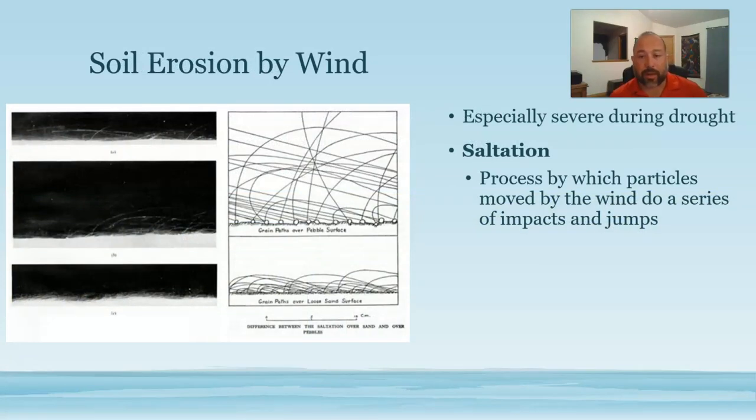So let's talk a little bit about soil erosion by wind. Soil erosion by wind is going to be especially severe during drought or in arid areas. And the way particles move by wind erosion is through the process of saltation. So saltation is the process by which particles that are moved by the wind do a series of impacts and jumps where they basically bang into each other, and then that banging knocks the next one into the air, basically making it jump all over the place.